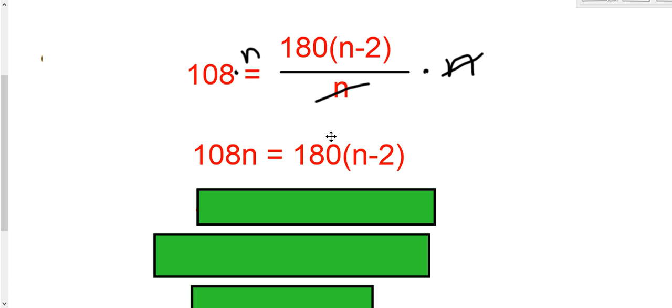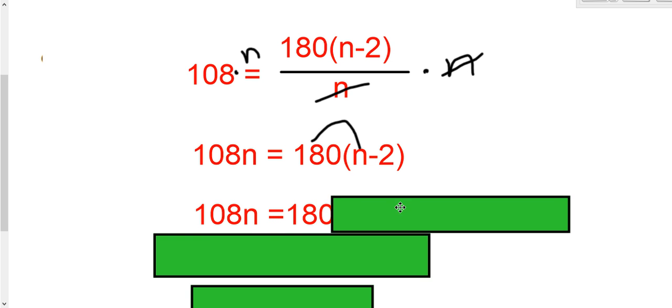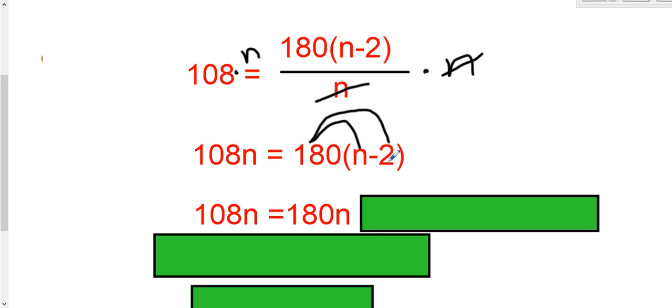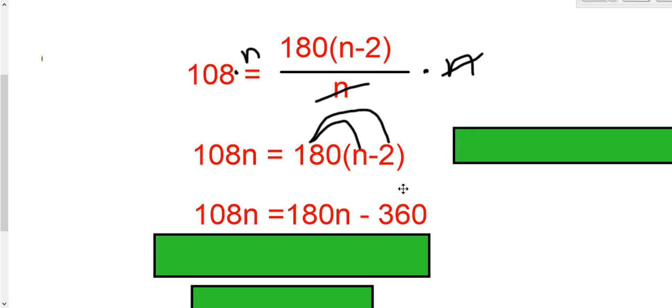Now we're going to go ahead and use the distributive property. Take 180 times n. This left side stays the same for right now. We get 180n. And then we also have to multiply the 180 times the minus 2 here, and we get minus 360.